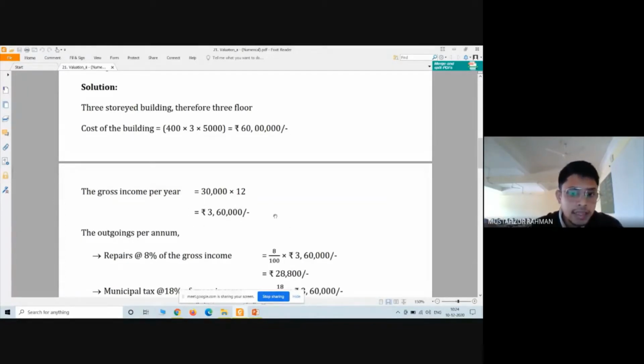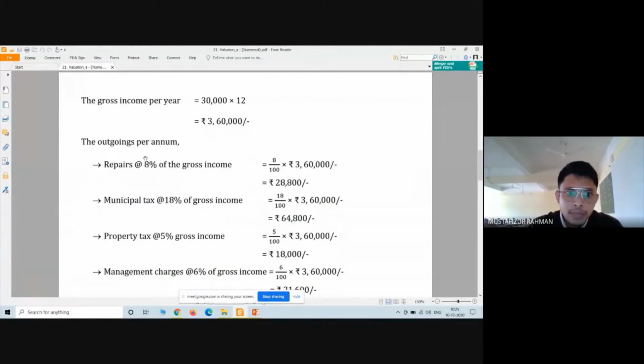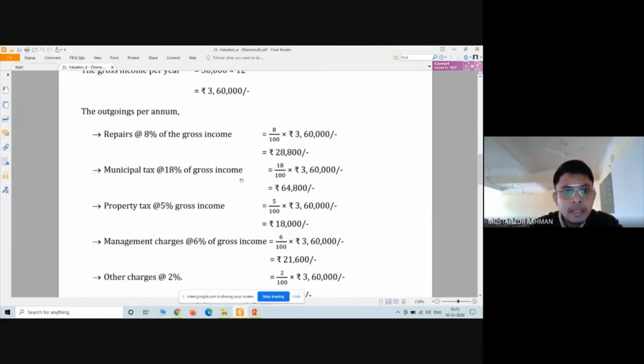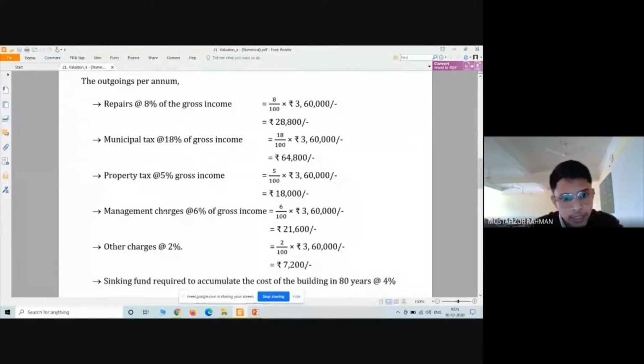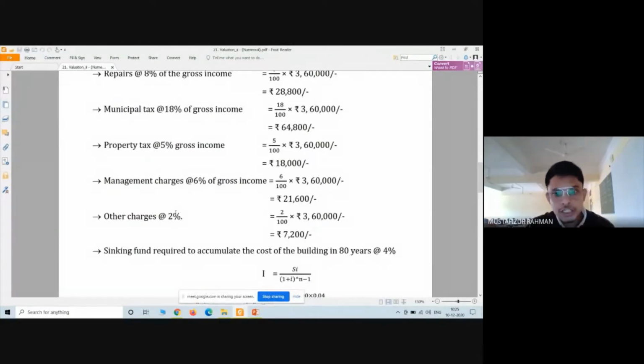Then there are different outgoings. It is told that for repairs, we shall have to spend 8% of the gross income. We calculate what is 8% of the gross income. Then municipal tax is given as 18%, and we calculate how much it will be, 18% of the gross income. Property tax 5%, we calculate. Management charges 6%, we calculate. Some other charges at 2%, that we also calculate.